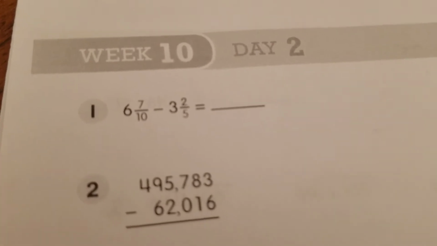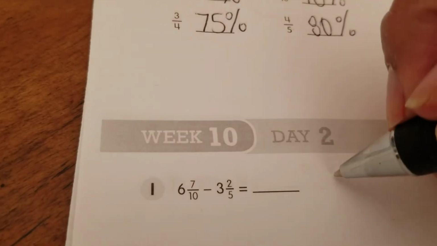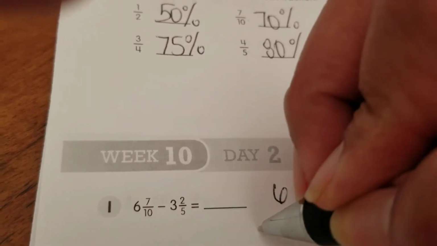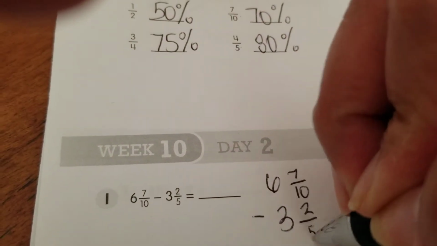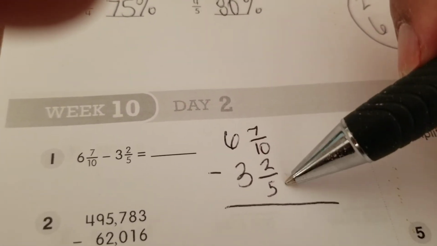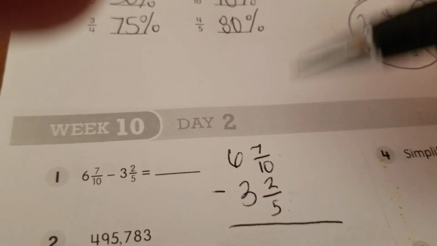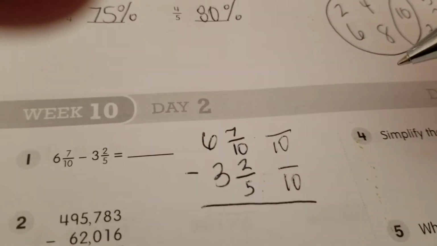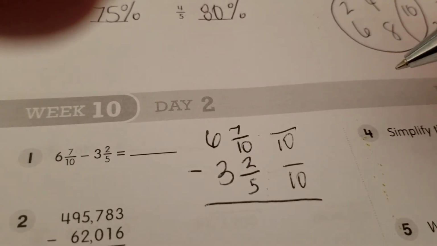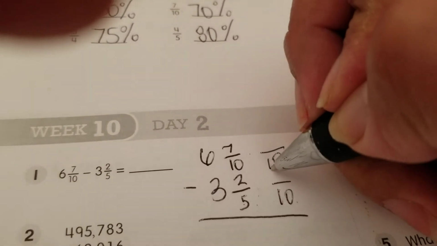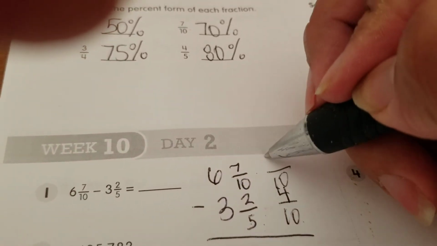Here's the first one. 6 7/10 minus 3 2/5. Once again, we must find the least common denominator. We could look at the 5 and go to 5, 10, and notice that 10 would be our least common denominator. If you need to, you can put out the multiples and find it that way. How many 5s are in 10? It's 2. 2 times 2 is 4. Then this one doesn't change.